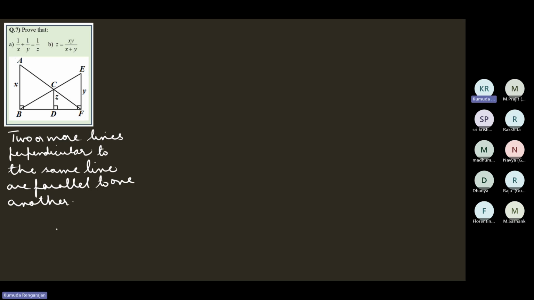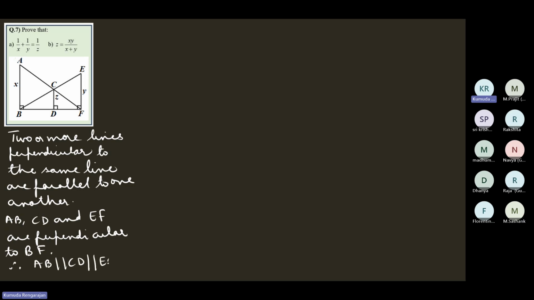Two or more lines or line segments perpendicular to the same line are parallel to one another. So here we have AB, CD, and EF perpendicular to BF. Therefore, AB is parallel to CD is parallel to EF.